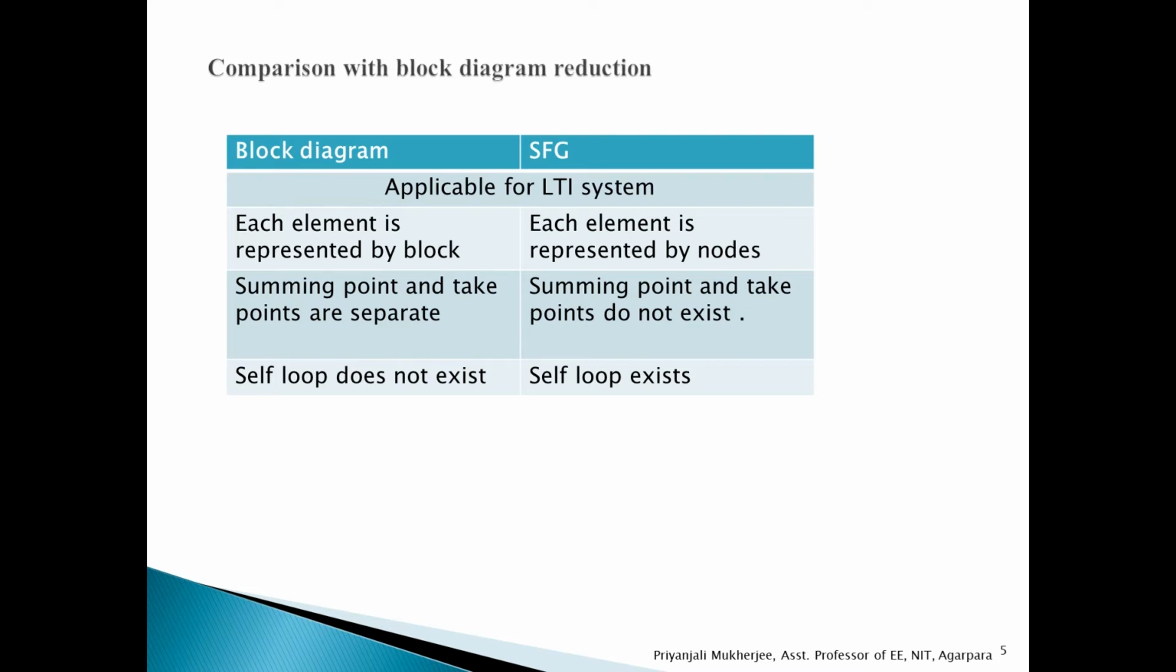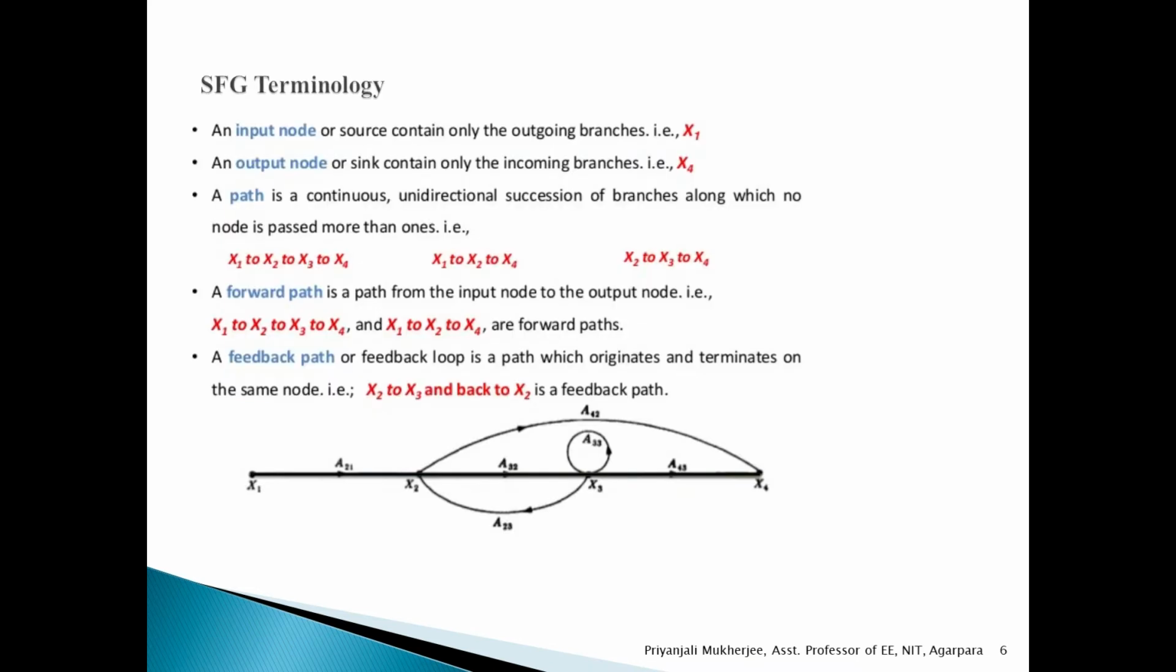Thus, we can find out the signal flow graph for a specified physical system by writing the independent set of system equations, and then we can draw the signal flow graph from the equations also. So before that, we need to find out some terminologies of the signal flow graph. So this is an example of the signal flow graph.